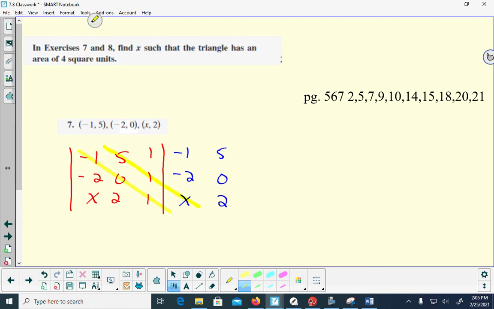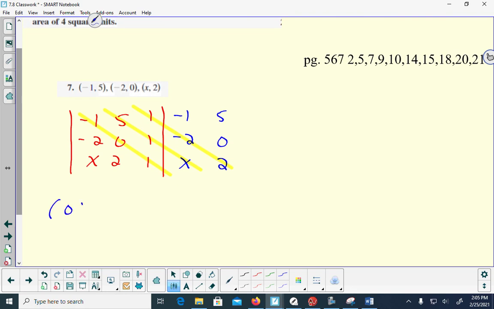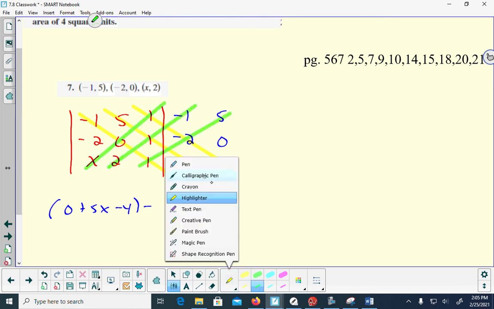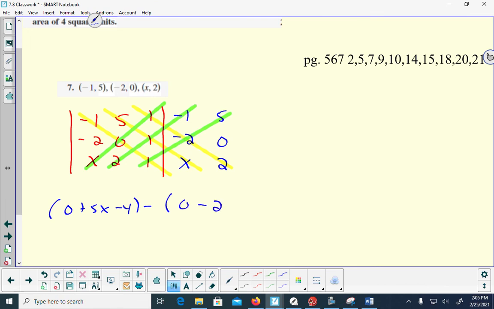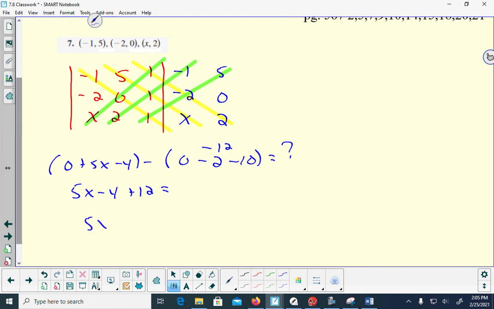So I'm going to take these, which when I do that, I'll have 0 plus 5x minus 4, minus, now I'll do the other loops. So that's 0. And when I do that, I'm going to have 0 minus 2 minus 10. And I'm going to set that equal to, we'll put a little question mark there for a second. So I'm going to have 5x minus 4. When I add these two, there'll be negative 12. So this will be plus 12 is equal to question mark. So I'm going to have 5x plus 8.